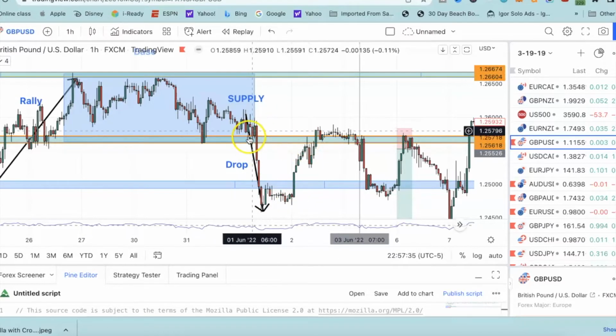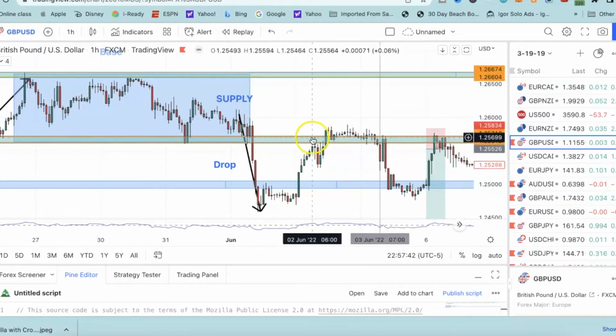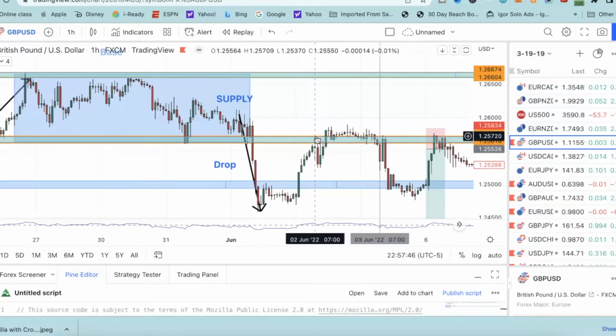And that's what it did. It has to come back, right? The banks are going to come back to this bullish candle right here, and that's what it did. It came back and filled that imbalance. And then from there, I'm looking for a potential entry.